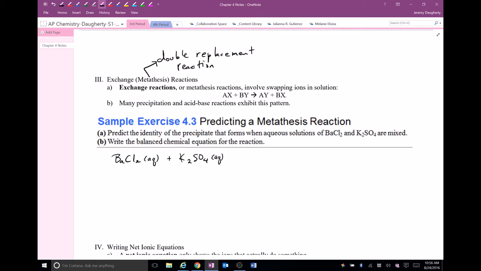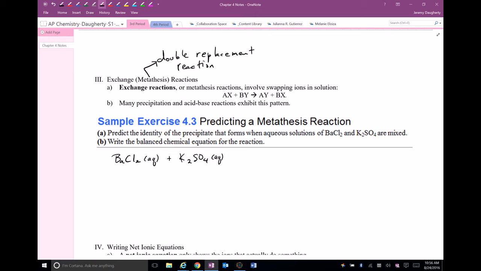No. Why not? Barium's a positive ion, potassium's a positive ion. Chloride's a negative ion, sulfate's a negative ion. Right? So a cation is not going to get with a cation, and an anion is not going to get with an anion. So the third option is the switching places. Barium hooking up with the sulfate and potassium hooking up with the chloride. Is that a good option? Yeah, that's a good option. That shows an actual chemical reaction.